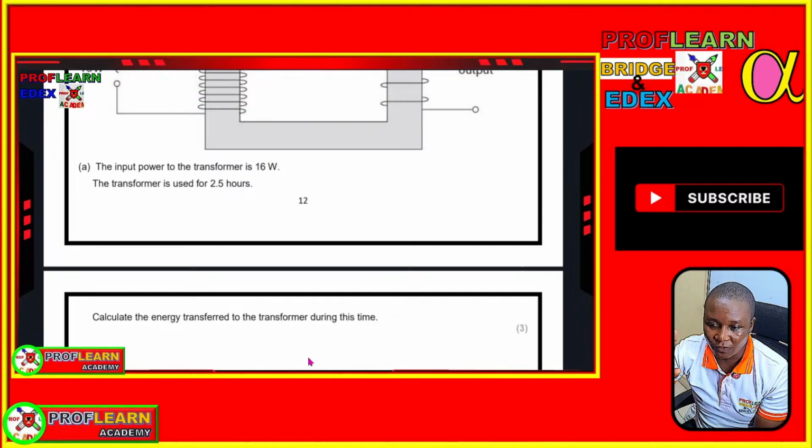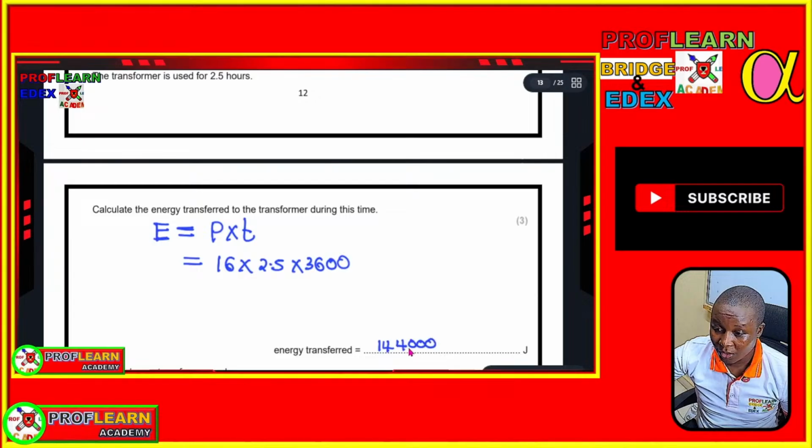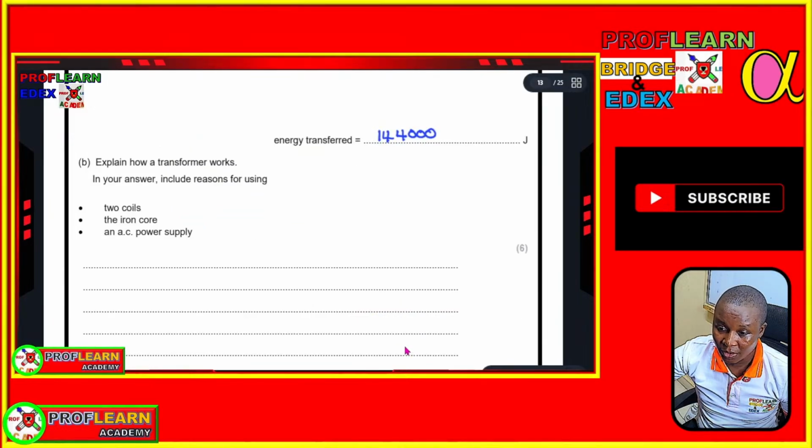Calculate the energy transferred. Power is the rate of transferring energy, right? So if we want to calculate the amount of energy transferred, it will be power times time, isn't it? Then we can say it's 16 times 2.5, but the 2.5 hours has to be converted to seconds so that we can get our answer. So we shall have 144,000 joules of energy that is being transferred.